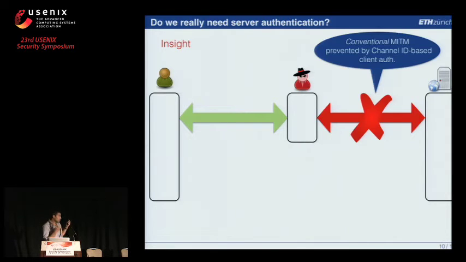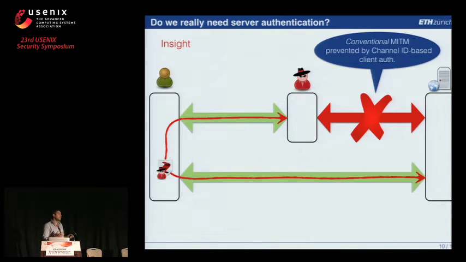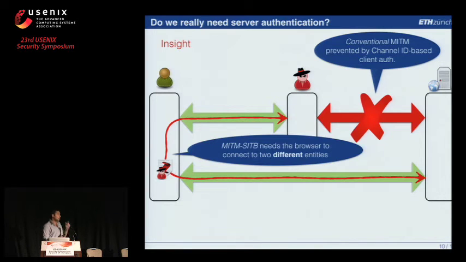So I told you that TLS channel IDs prevent the conventional way of mounting a TLS man-in-the-middle attack. So this leaves the attacker with the option of doing a man-in-the-middle script in the browser attack. But now notice that for this attack to succeed, the user's browser needs to connect to two different entities during the same browsing session. And ignore caching for the time being, okay? So during the same browsing session, the browser needs to connect to two different entities.